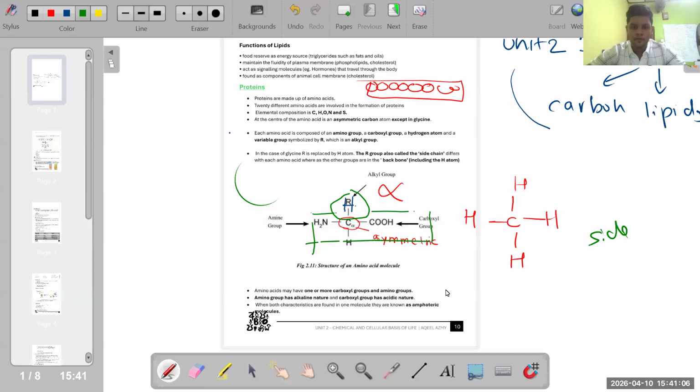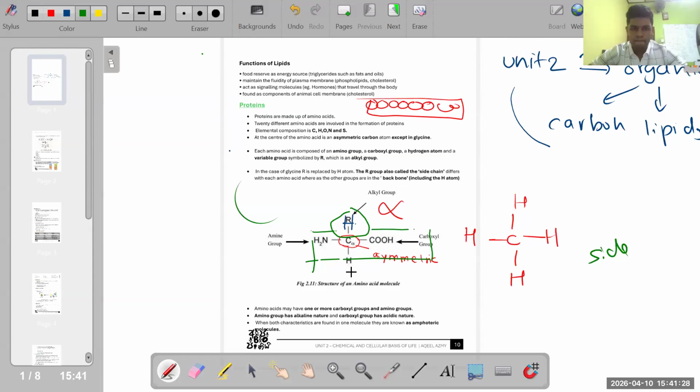Now can you see the screen? Students, can you see the screen? No, there's a small issue. Now, is it fine? Can you see the screen? Yes, right. Okay.